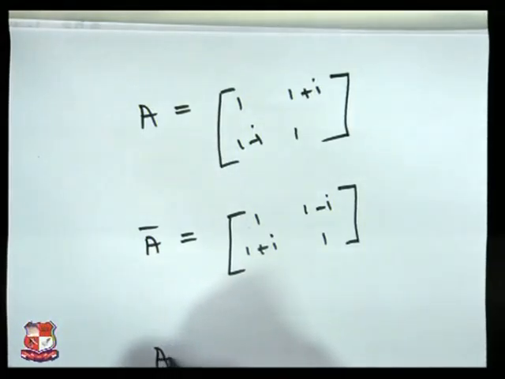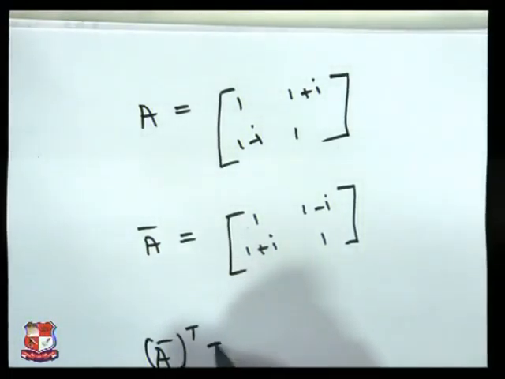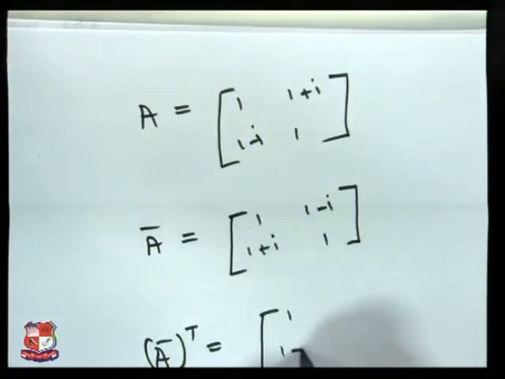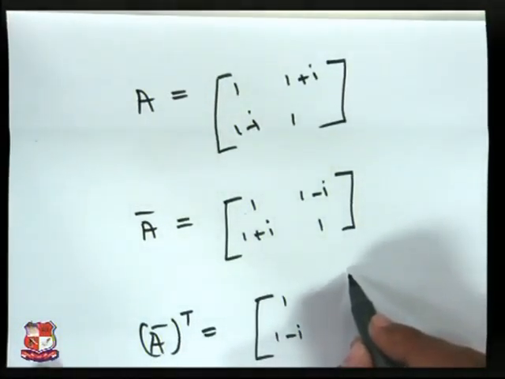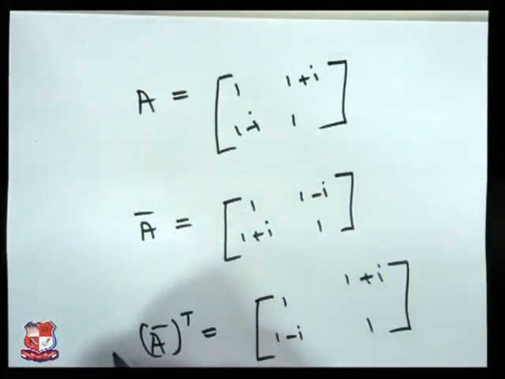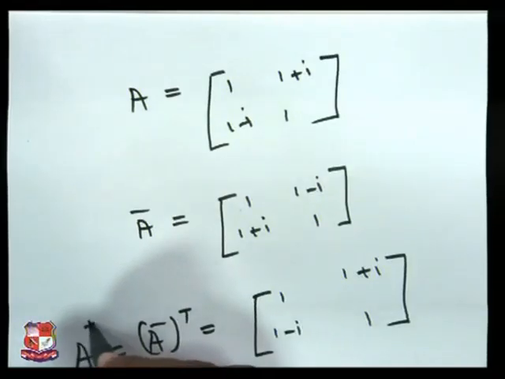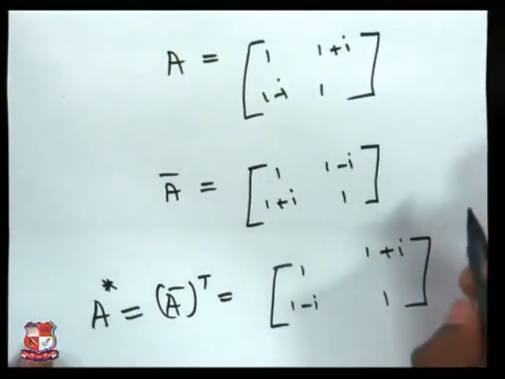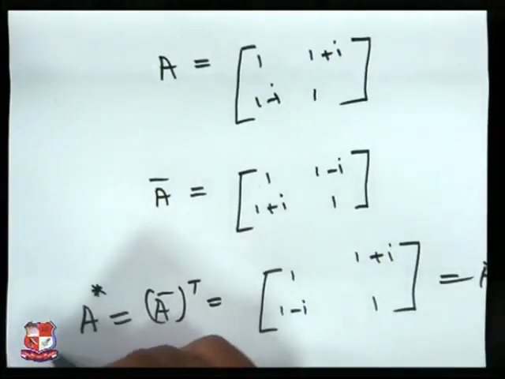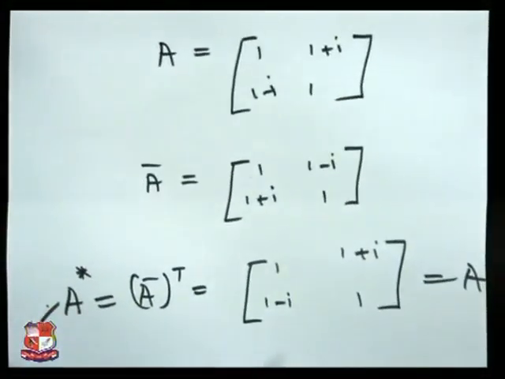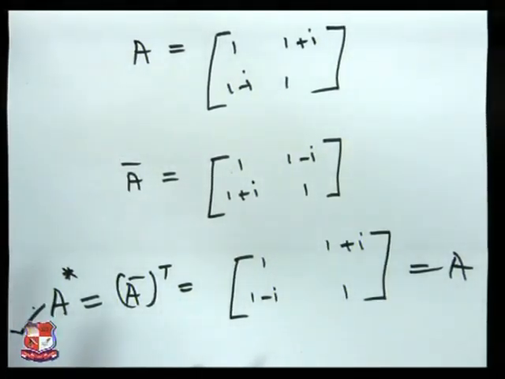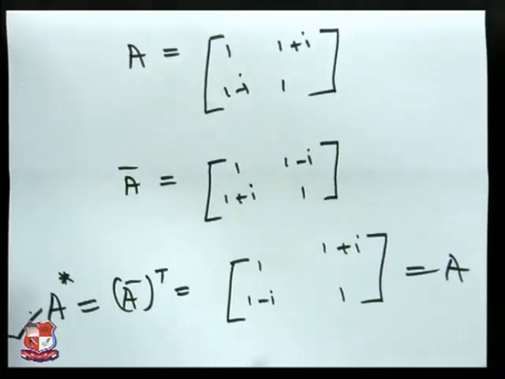Okay, and whenever you transpose, 1, 1 minus i, 1 plus i, 1, now this is equal to A star, that is exactly the A. These two matrices are the same, so this matrix is a Hermitian matrix, you can see. Okay, this matrix is a Hermitian matrix. So this is one simple example of a Hermitian matrix, so you can understand.